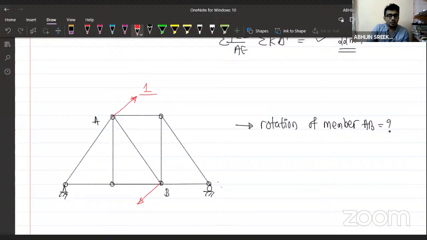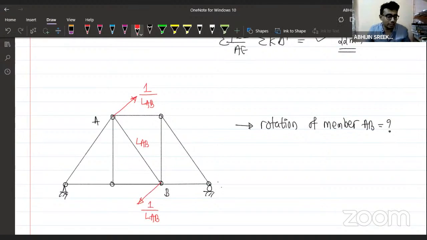This is a unit load, but it should not be just the unit load. It must be divided by the length of the member, L_AB. This is the length of the member AB. Now you can see this is the member, right? If I am applying a unit load here and a unit load here, effectively you are applying a moment of magnitude (1/L_AB) × L_AB, which means 1.